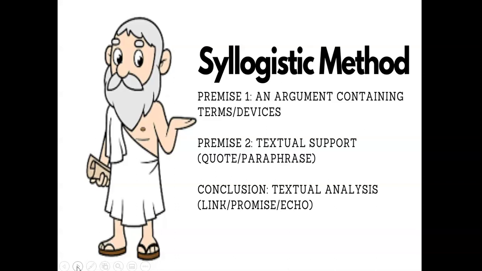And I call that the link, the promise, the echo. So in the end of the body paragraph, you've got to link it back to the prompt, the thesis, and then shake hands with the first premise. I always say that the first premise is a promise. Go back to that brother and shake his hand and say, hey, I promised you that I would talk about X, Y, and Z. Did I? Is my support and my analysis all connected to that? And if the answer is yes, then they definitely have a clear line of reasoning.